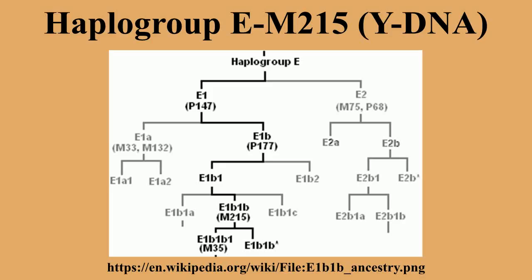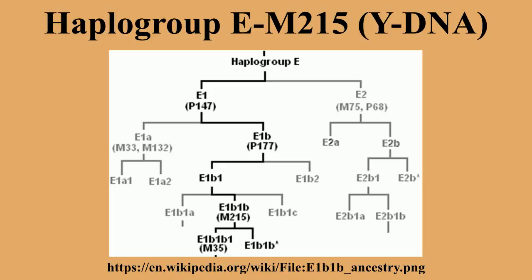In 2004, M215 was found to be older than M35 when individuals were found who have the M215 mutation, but do not have the M35 mutation. In 2013, one individual in Khorasan, northeast Iran, was found by Poznik et al. to be positive for M215 but negative for M35.